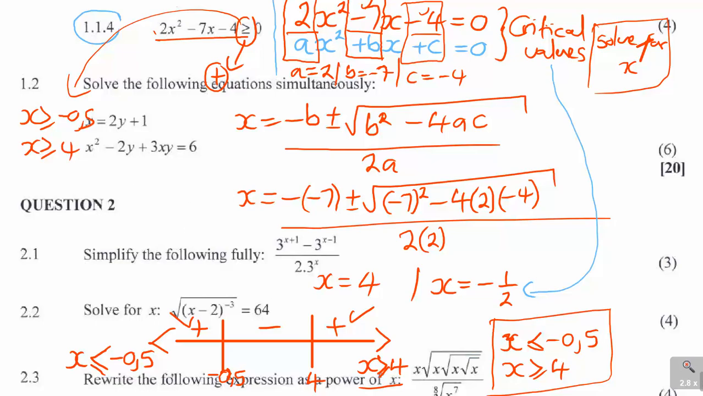You can see that one of them will be correct, but the other one will be wrong. And you're going to lose marks again because they are going to mark you on that part. If you don't have it, out of 4 marks, you just get 1 mark. So be careful how you solve that inequality.